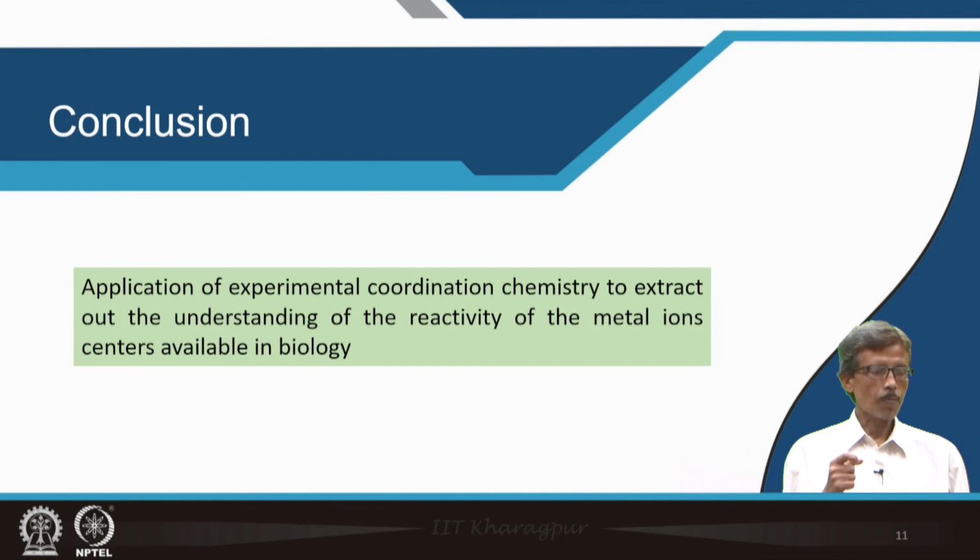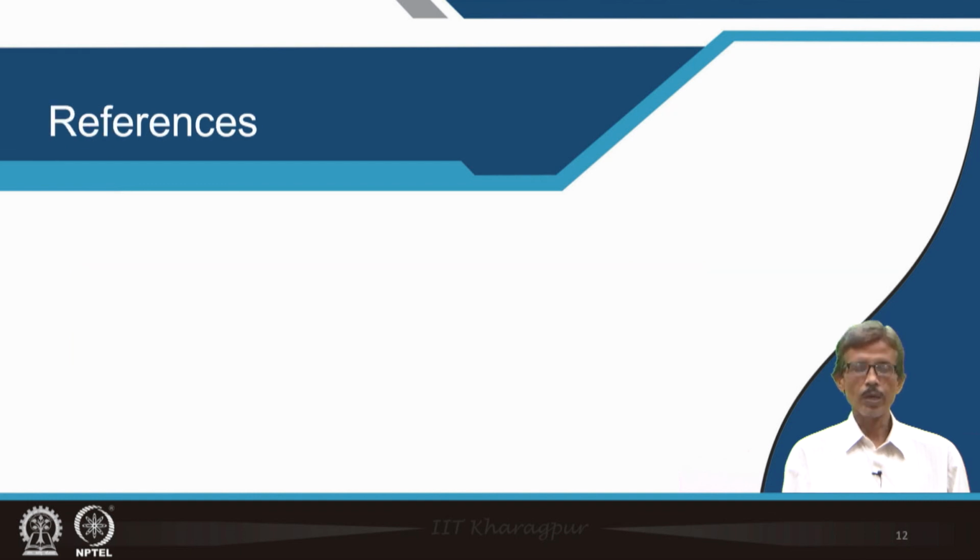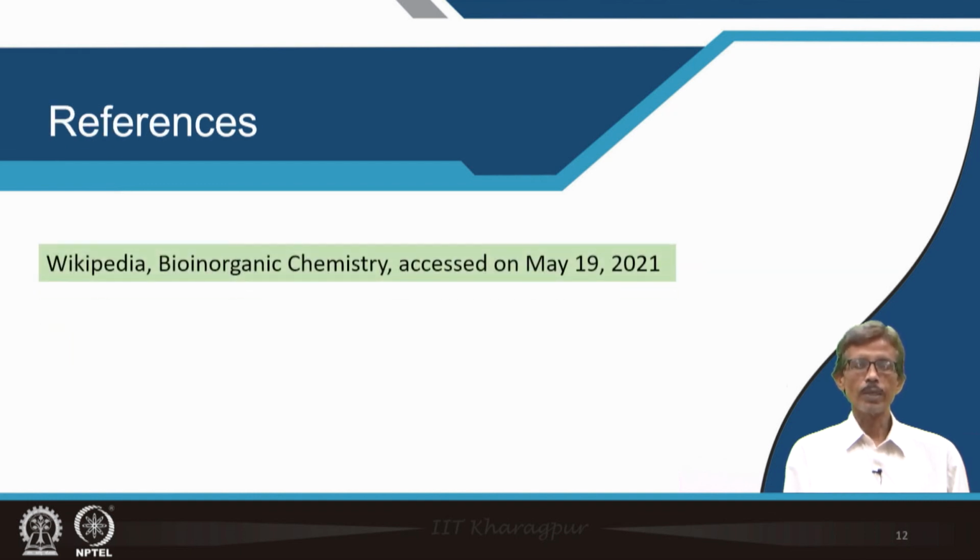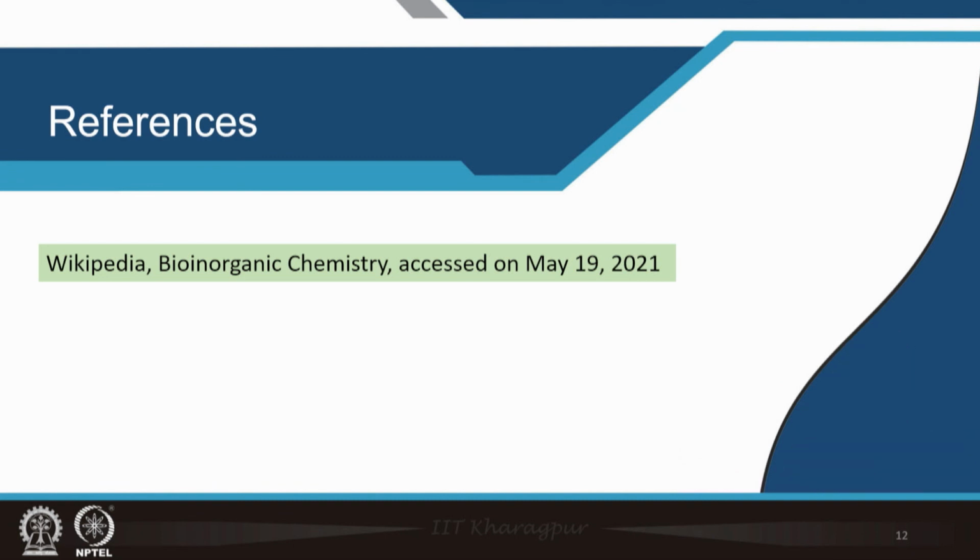So, this part, the coordination chemistry, is what we can understand in terms of the metal ions available in the biological world, like the availability of iron from our food material for the synthesis of new hemoglobin and myoglobin molecules. Okay. For further reading, you can just go to the Wikipedia page and search for bioinorganic chemistry.